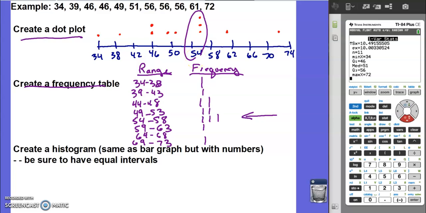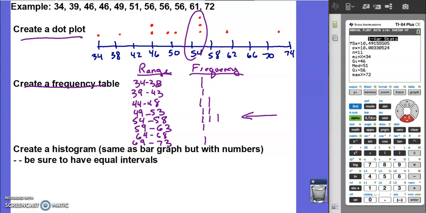Now let's talk about a histogram. A histogram is very similar to a bar graph. A lot of times when you draw a histogram, people just call them bar graphs. There's a slight difference between them. Histograms have to do with numbers, and bar graphs typically talk about groups of something, some sort of colors, or group A, group B, group C. Histograms look like bar graphs, but just with numbers. So it's the same idea.